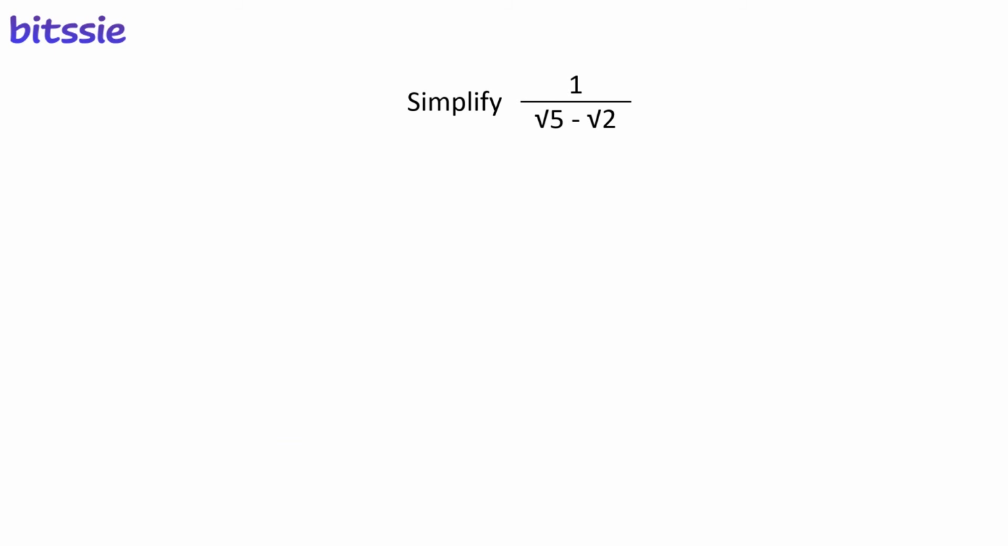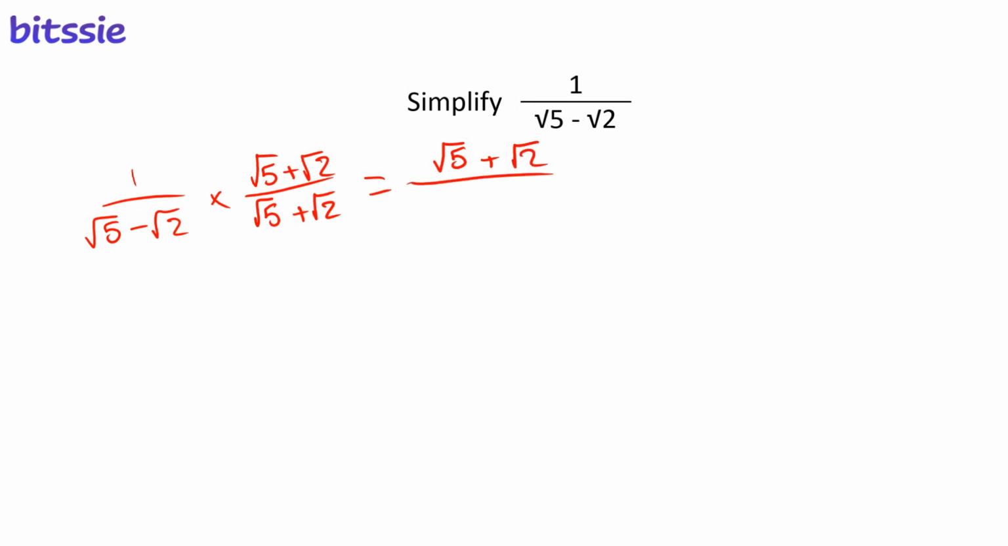Next, it's question 5. At this point, feel free to pause the video and attempt the question yourself before resuming it to see if you were correct. So, let's write out our method. 1 over root 5 minus root 2 times the inverse, which this time would be root 5 plus root 2. So that would be on the top and the bottom. And that gives us root 5 plus root 2 over root 5 minus root 2 times root 5 plus root 2, which is quite a mouthful.